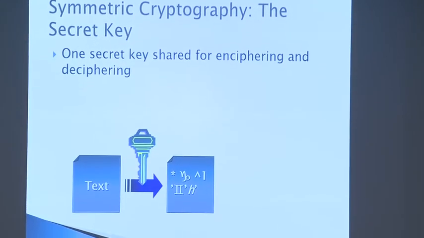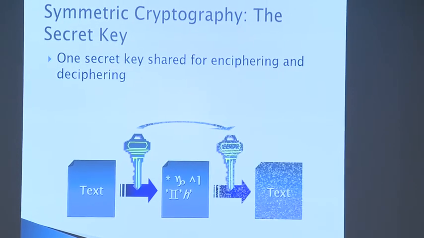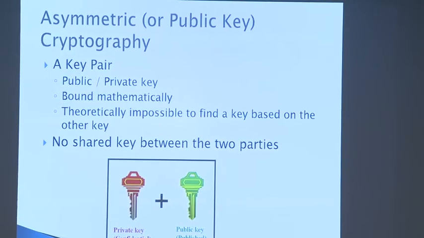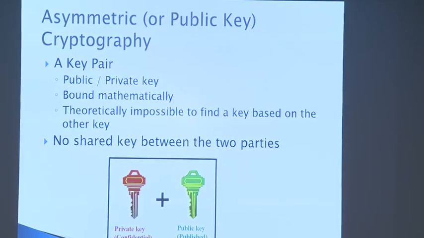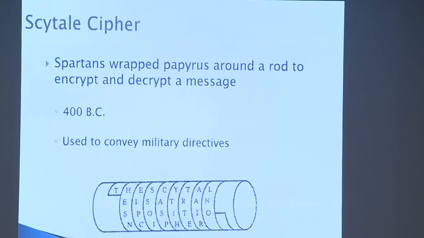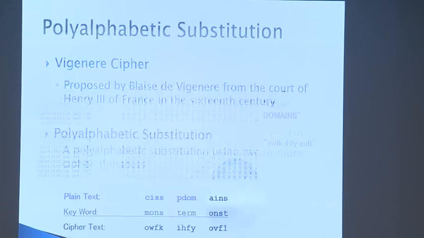So we took a look at symmetric. I'm using the same key to encrypt and decrypt. And then for the public and private key pair, we're using one key to encrypt and one key to decrypt. So let me come on down here. So that's your asymmetric.